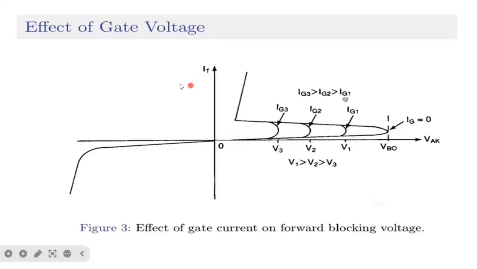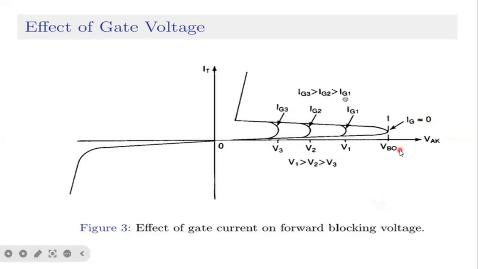And next, from these characteristics, what is the effect of the gate? If a high value of gate current is applied, a smaller anode voltage is required. Otherwise, if a high anode voltage is applied, a smaller gate current is required to turn on the device. Okay, voltage and current are inversely related. If high voltage is applied to the anode, less current is required.